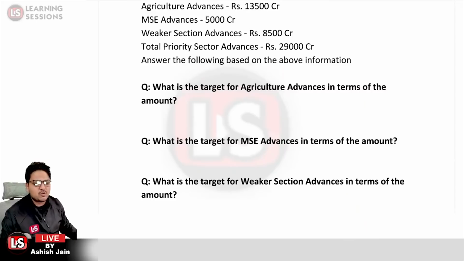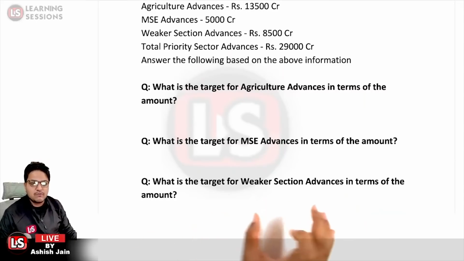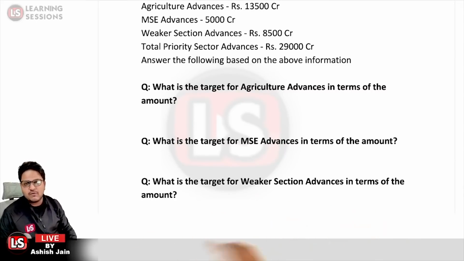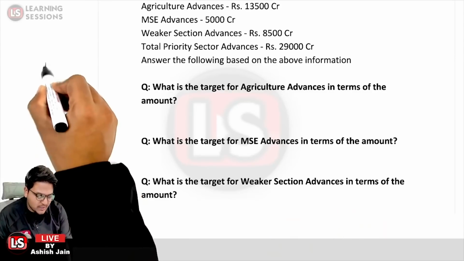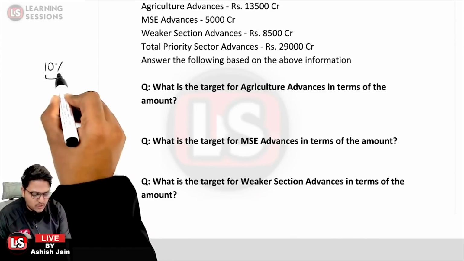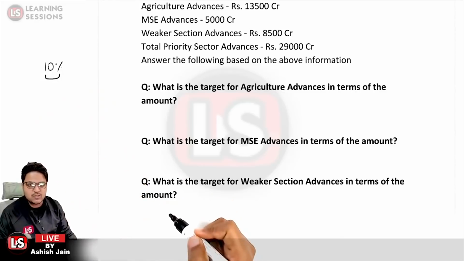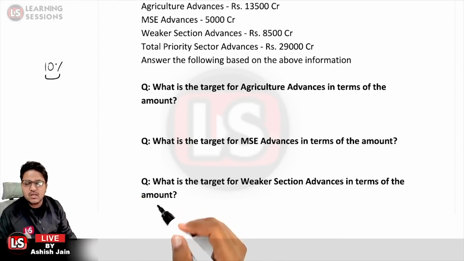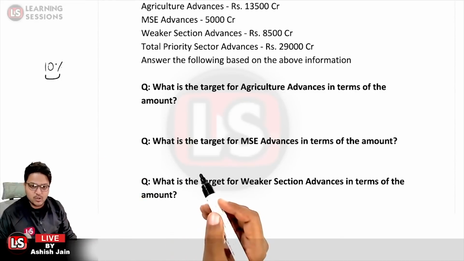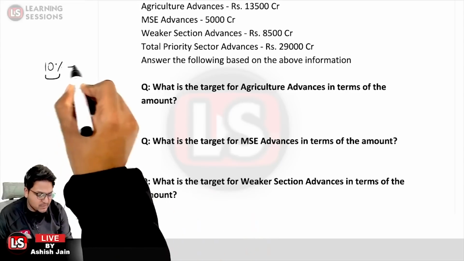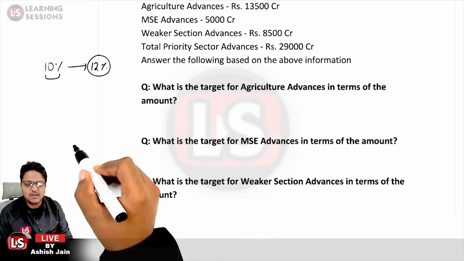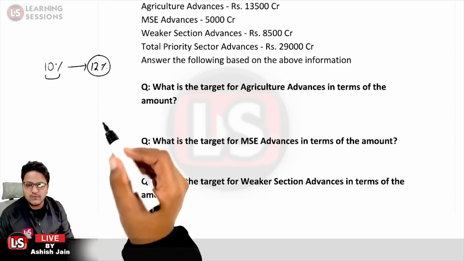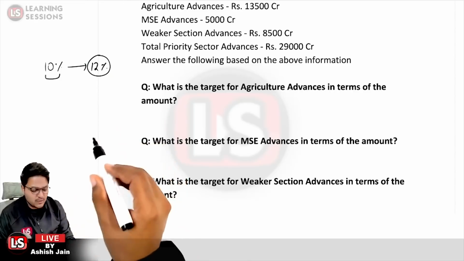Further, let's move to the next question. It says, what is the target for the weaker section advances in terms of amount? Previously for the weaker section, the target was 10%. I already told you that if nothing is mentioned in the question specifically, you need to answer it for the scheduled commercial banks only. Previously it was 10%, but now it is increased to 12%, and it is to be increased in a phased manner by financial year 2024.